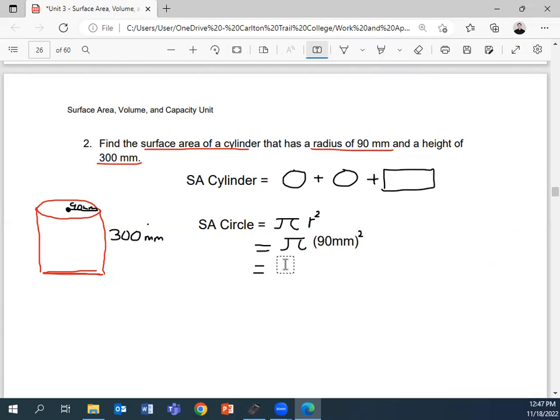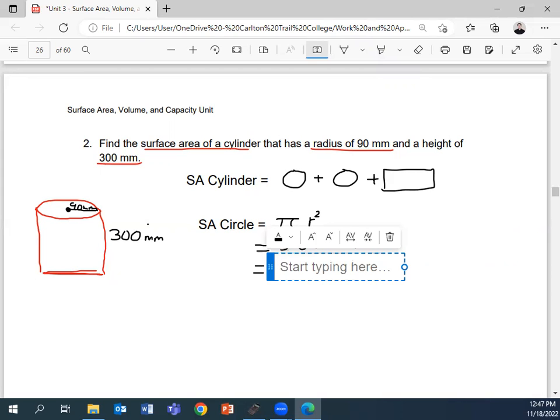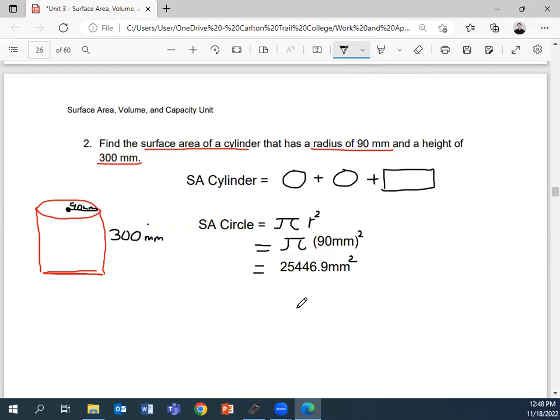Okay. So if I times all this out, then pi times 90 squared is going to give me 25,446.9 millimeters squared. Perfect. All right, boom. I have the surface area of a circle. Now I just need the surface area of a rectangle.